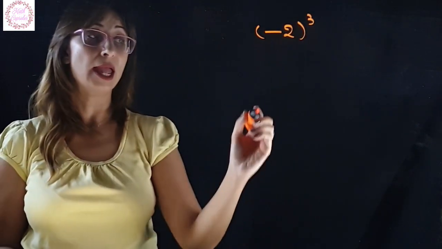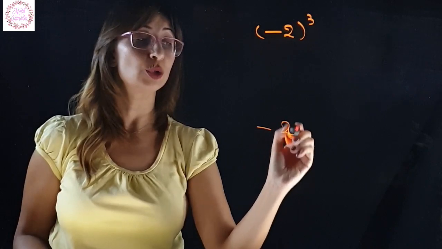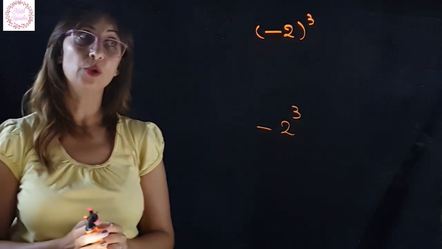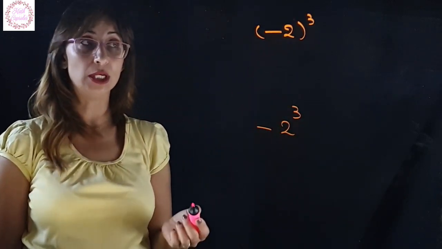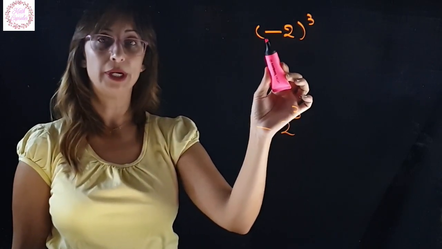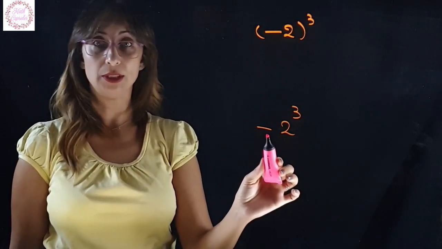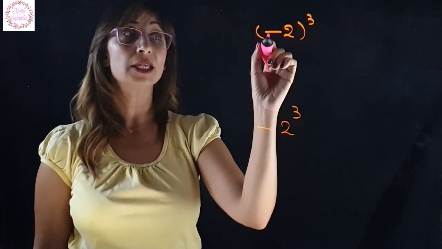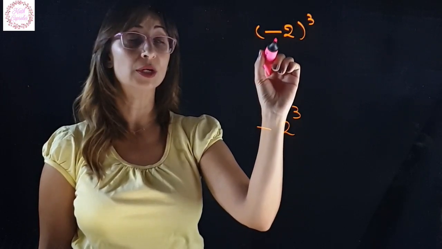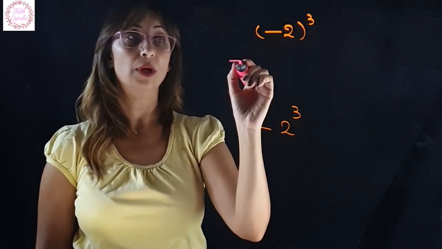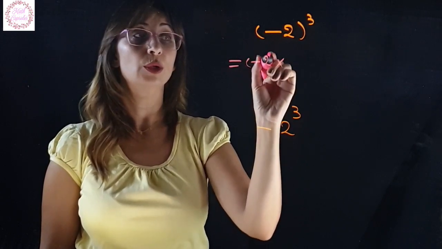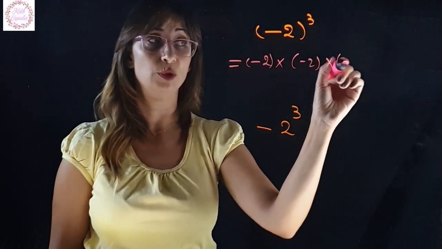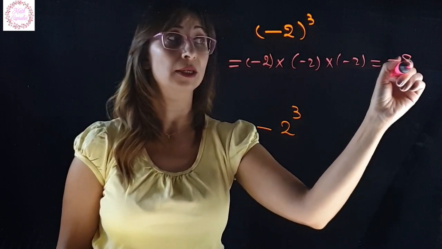So what is the difference between (-2) power 3 and -2 power 3? First of all, look at the difference in what I wrote here. Negative 2 here, I wrote it in parentheses, and here without parentheses. So what is the difference between them? The difference is that here the negative and 2 together are raised to the power of 3. So as we said, it will be negative 2 times negative 2 times negative 2, and the answer would be negative 8.